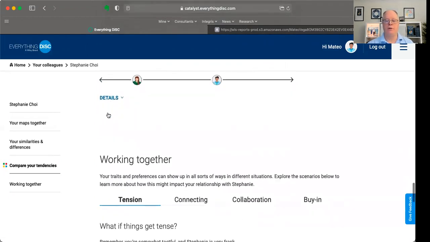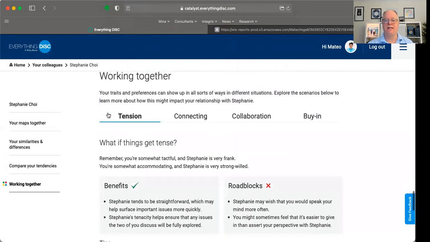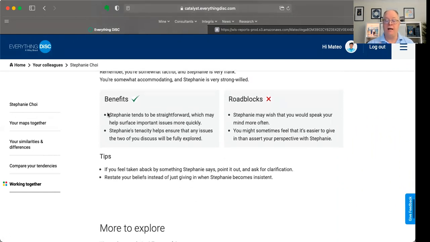At the bottom of all those scales, it actually gives several different scenarios: under tension, connecting with one another, collaboration, and buy-in with what might be best and easiest for us. What are some things that could be roadblocks to our conversation, as well as tips on how we can make sure that we can be successful in any one of those four areas. Having this available for everybody in the workforce is a huge plus.